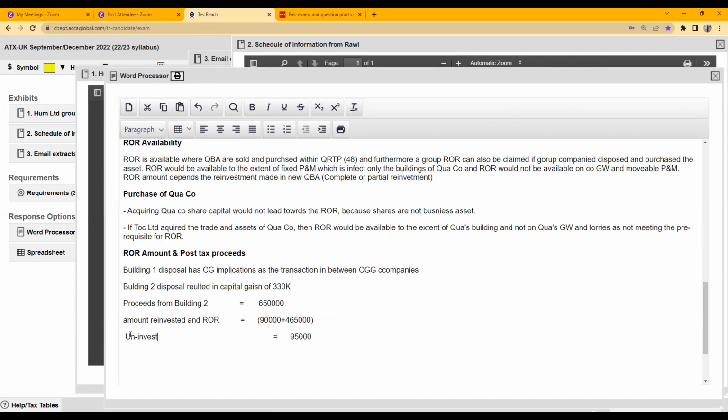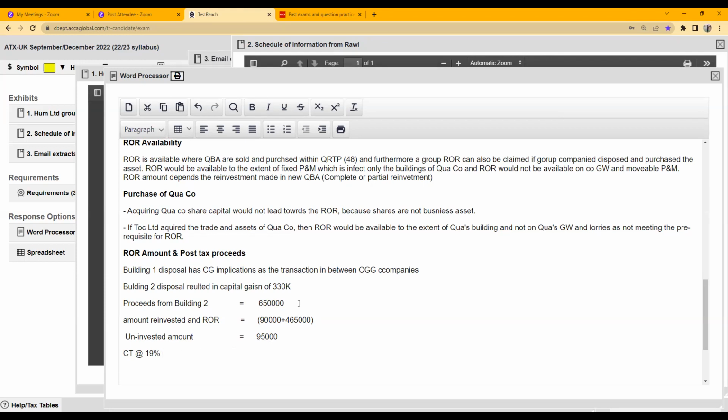So that is the uninvested amount. From the proceeds, this amount is still uninvested, which is subject to chargeable gains and corporation tax. On this uninvested amount, corporation tax at 19% is applicable. And if we apply the corporation tax at 19%, what is the relevant amount?